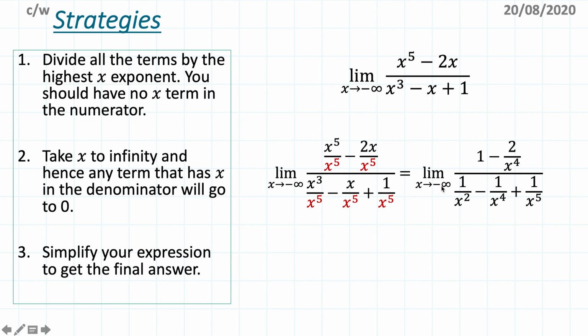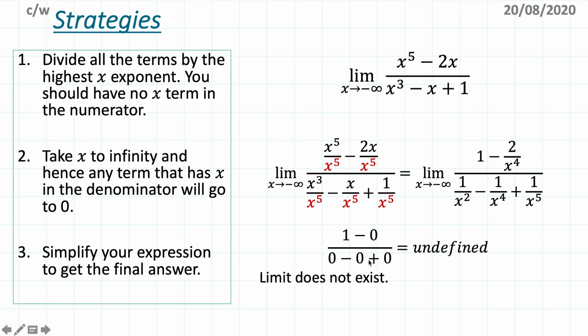Now as I'm taking x to negative infinity, what happens is that all of these will get to 0. So what you're going to get is 1 minus 0 over 0 minus 0 plus 0. So you're getting a lot of zeros here. You're going to end up dividing by 0, which is not allowed. So actually you're going to have an undefined function here. So what we say is that the limit does not exist.